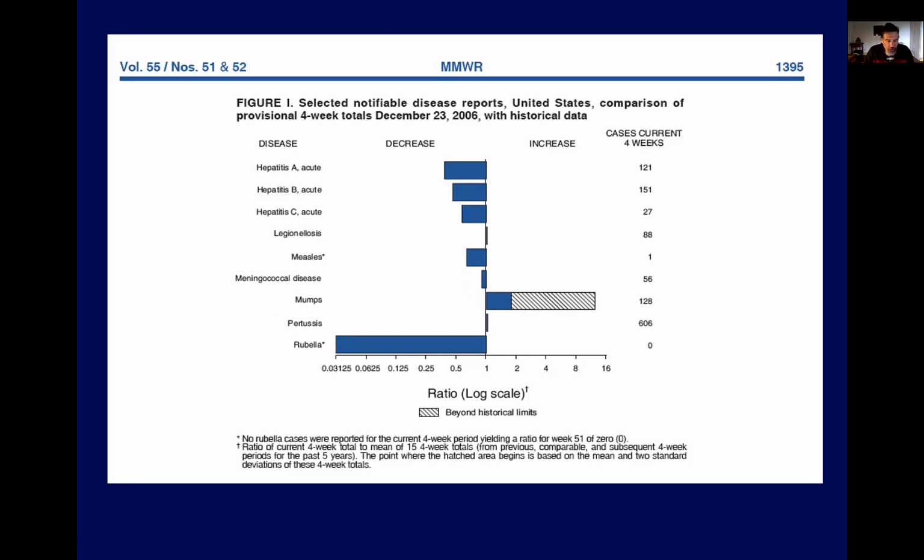There are also graphs and visualizations in the MMWR, giving you a sense of, for a given week, are we seeing increases or decreases in the reports of certain notifiable diseases. And in this example, what we saw was an increase in the number of mumps cases reported that were beyond historical limits, suggesting that there was some kind of a mumps outbreak happening around the US.